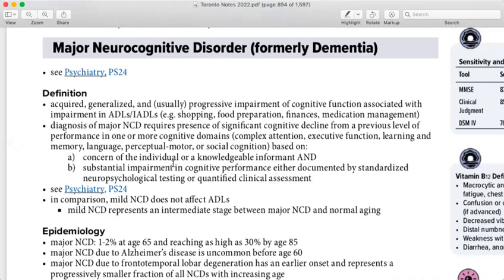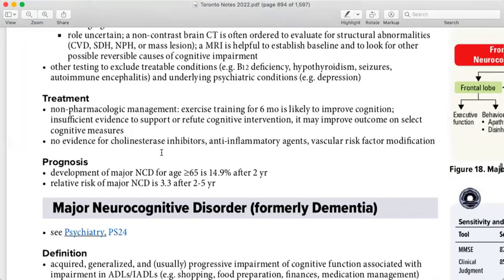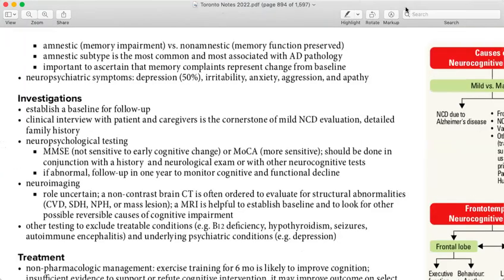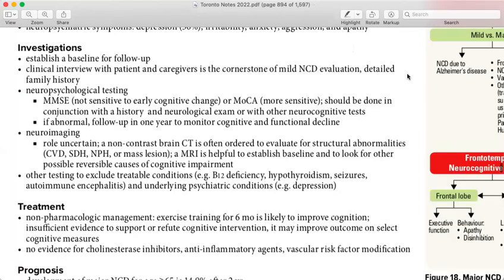Can you tell me the page number? The page number is, I think, just a second. I think it's 894 or something. Okay, so let's go with the.